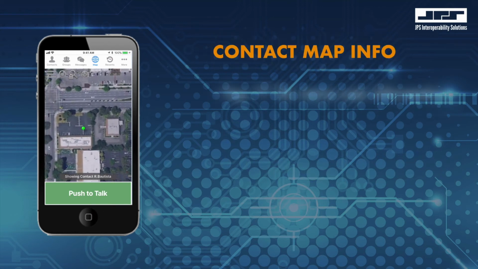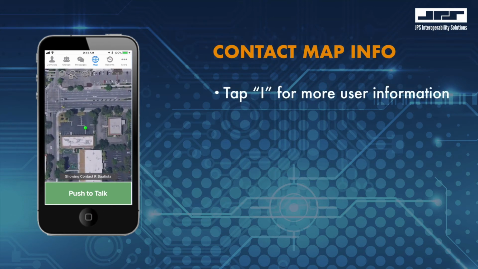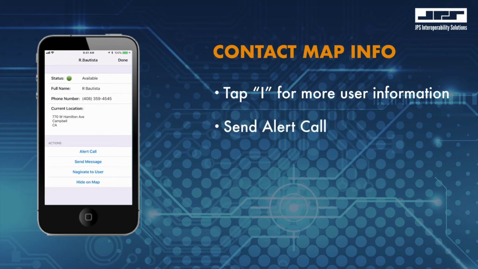Tapping on the eye in the bubble will display information about that user, which may include the telephone number and the user's actual location, and in most cases the address may be disclosed. Additional map actions will also provide the opportunity to send an immediate alert call. We discussed alert calls in episode 2.